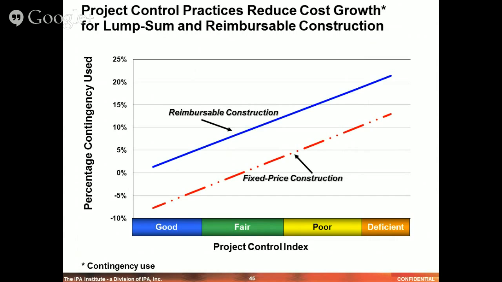But obviously, there's an offset between the reimbursable construction and fixed price construction, driven by the nature of the project, and that the fixed price, the contractor has obviously incorporated some contingency into their lump sum bid, which is not reflected under a reimbursable construction format.